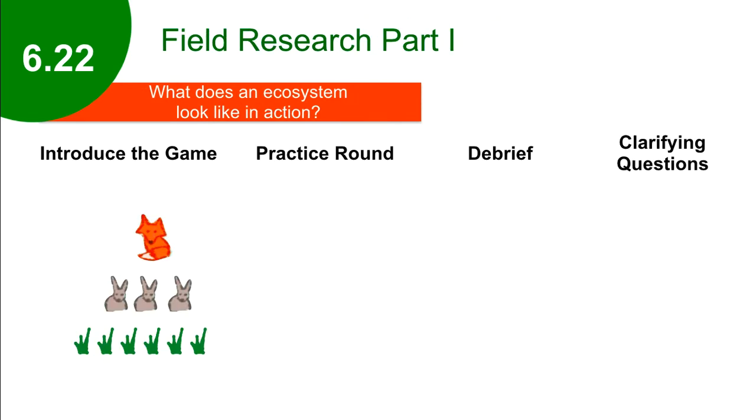In this lesson, we'll do a kinesthetic model of a fox-rabbit ecosystem where different students represent foxes, rabbits, and plants. For every 1 fox, there should be 3 to 4 rabbits and 6 plants. We need to go outside to do some running.